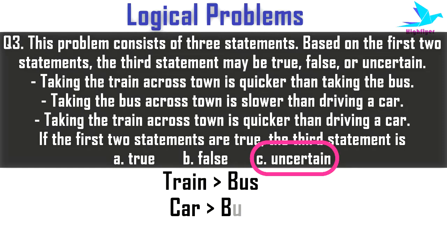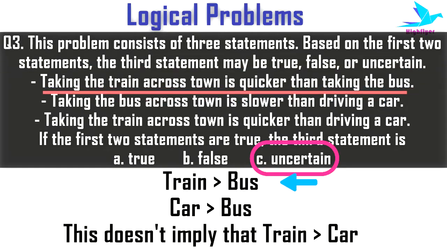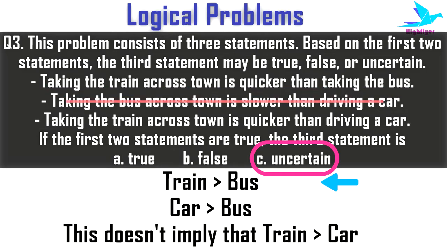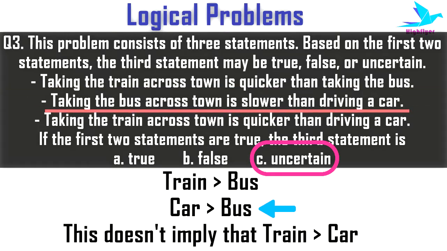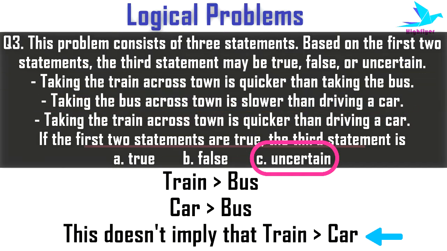Let's see how. Now the first statement says that train is quicker than bus. So we can say the speed of train is greater than speed of bus. And the second statement says that bus is slower than car. That means car is faster than bus. So we can say the speed of car is greater than bus. But both these statements do not prove that either the train is faster than the car or the car is faster than the train. So the third statement, which is saying that taking the train across the town is quicker than driving a car, is not proved. So the right option is uncertain.